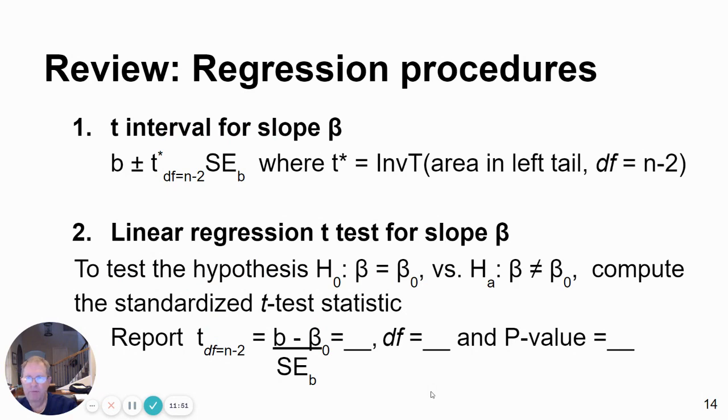And here is a brief summary of the 2 regression procedures: the t-interval for the slope beta, that's my formula right there, and how I get my critical t. And here, in the second procedure, is the linear regression t-test for the slope beta. There's my null and alternative hypothesis. You would need to know how to calculate the appropriate t-statistic. You need to report the number of degrees of freedom and the p-value.